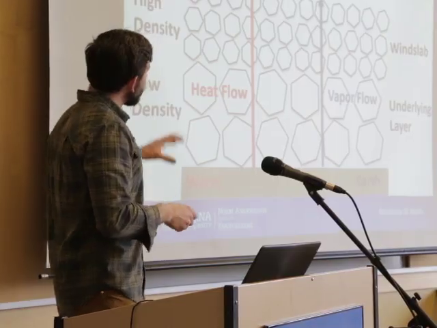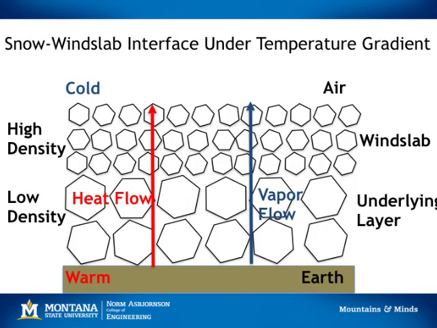So this is the case that I'm creating in the lab, where I have a high density wind slab on top, and then a lower density underlying layer on bottom, and then applying a temperature gradient similar to the previous experiments, where you have heat flow coming from the bottom and the cold side on the top.